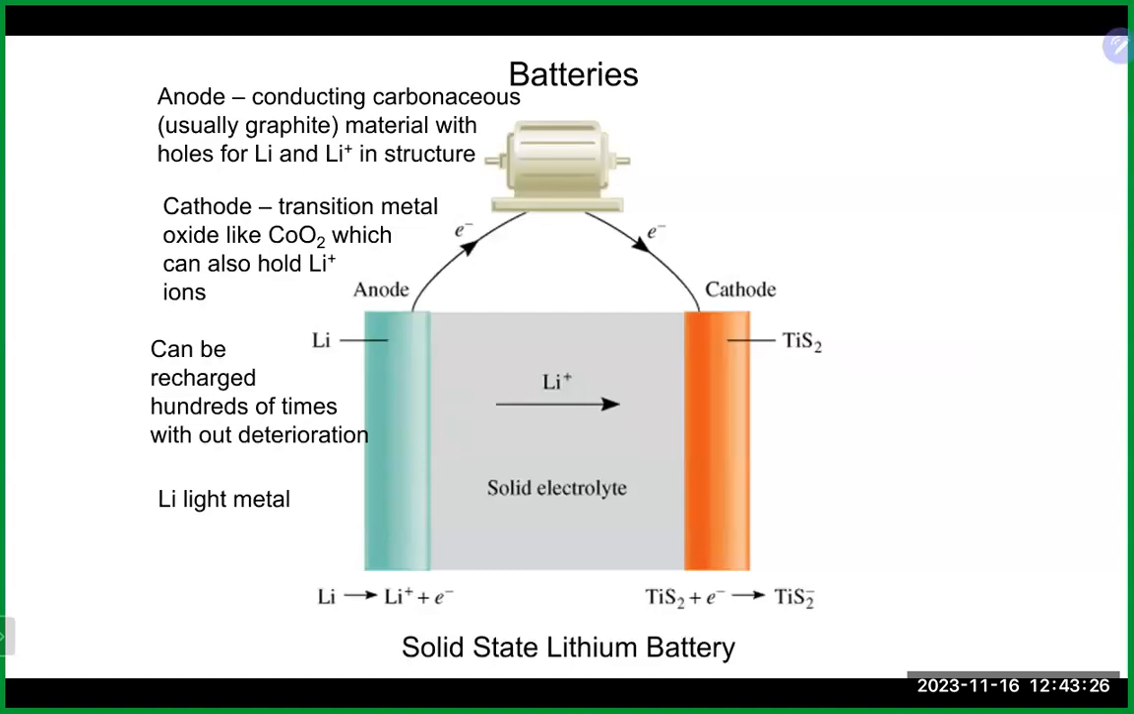Lithium batteries are light metals, so they're used for a lot of things like power tools. You use lithium batteries in cell phones, those types of things. We have an anode, which is a carbon graphite material that has holes in it. That actually allows the lithium to sort of migrate across to the other side, and it has some type of transition metal as the cathode. These can be recharged hundreds of times, which is why they're used for things like power tools, cell phones, and those types of things, without deterioration, again, because of this solid at the beginning and end, which allows it to be recharged a lot of times.